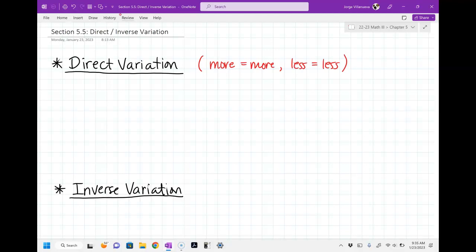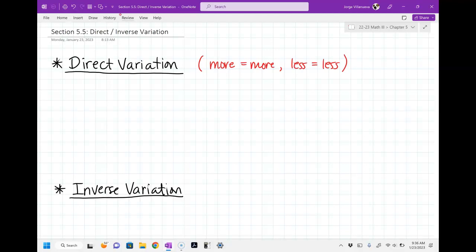more equals more, meaning the more money I spend on gas, the more gas my car has, right? So that's a more relationship. Or you could say, the less money I spend, the less food I eat, or the less clothes I have. That's a less. So with direct variation, the more you do of one thing, the more occurs for something else. The more miles I run, the more tired I am.